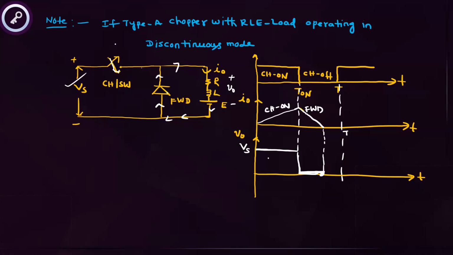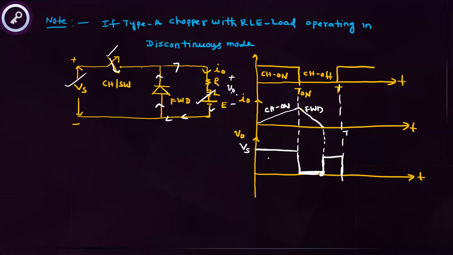Now what I am telling: the chopper is in off state, this is open, and the freewheeling diode is also in off state. Then what is the output voltage? That output consists of the battery, because it's an active load. Like this we can get the shape. Clear, friends?